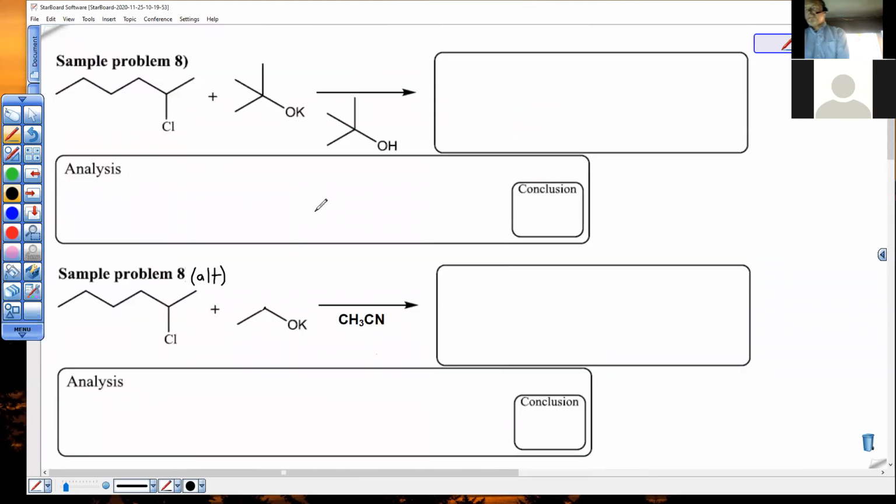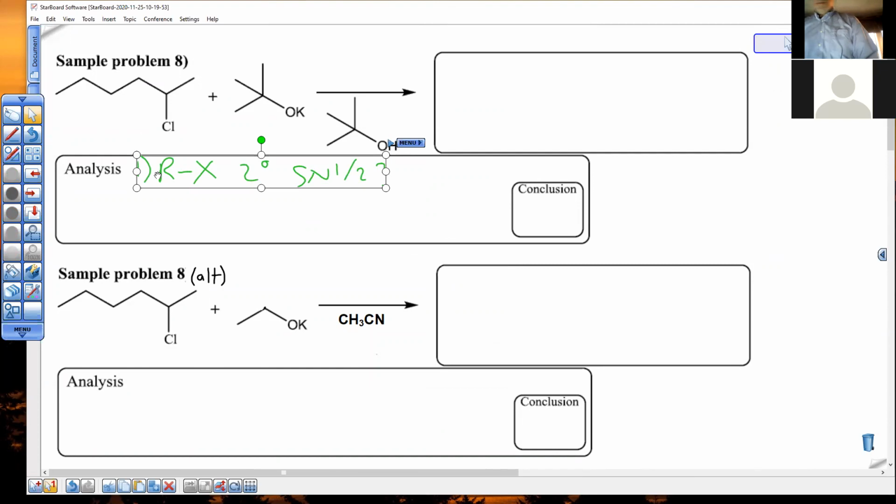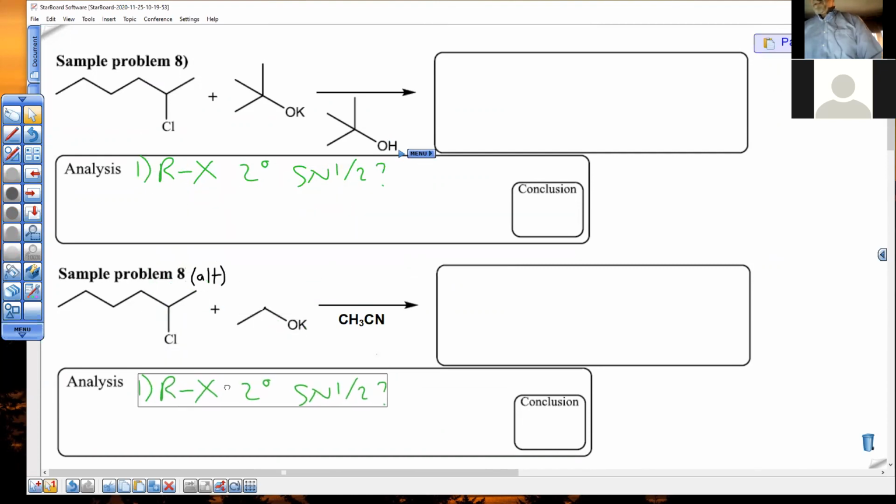What do we have here? Do your analysis the same every time. Don't change for strong bases or anything. Rx secondary, SN1, SN2. It's going to be good here. And these should go down there. All right, we'll do the answers, and you have the blanks underneath. Let's just go with it.